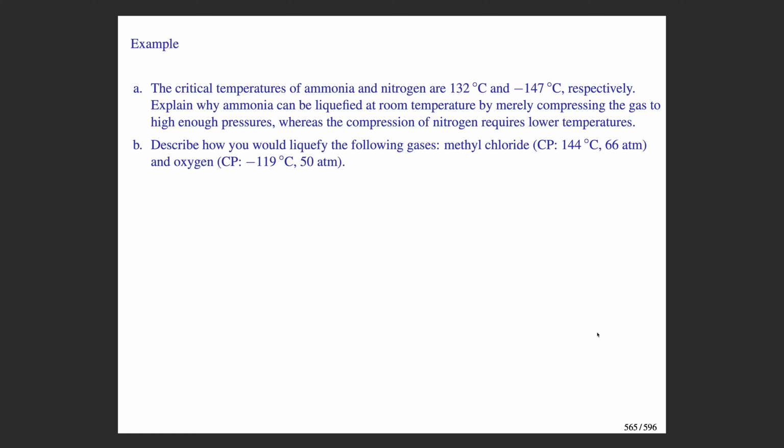So just some conceptual questions related to the critical point. The critical temperatures of ammonia and nitrogen are 132 degrees Celsius and minus 147 degrees Celsius. Explain why ammonia can be liquefied at room temperature by merely compressing the gas to high enough pressures, whereas the compression of nitrogen requires lower temperatures.